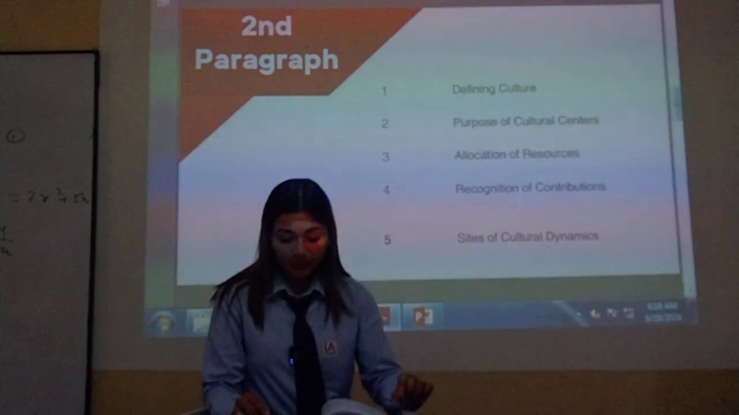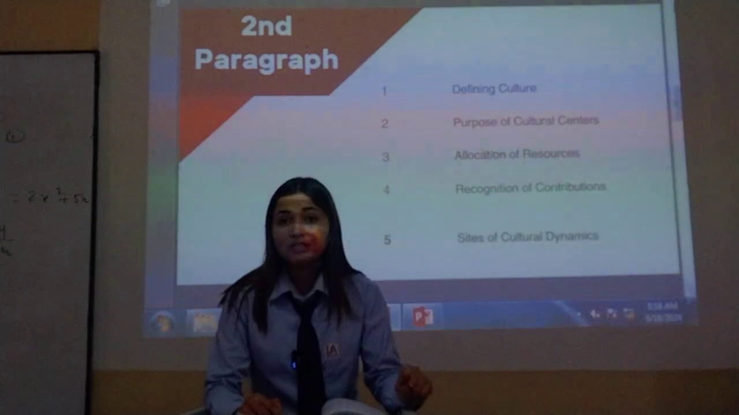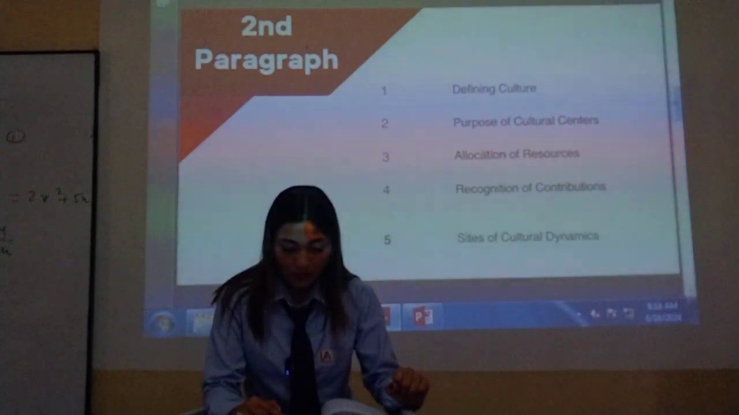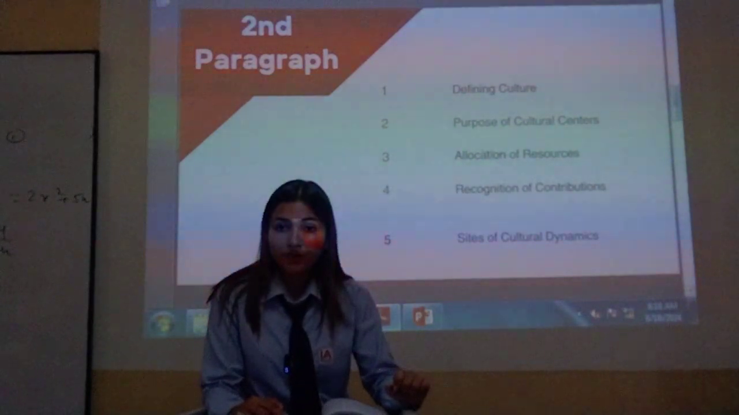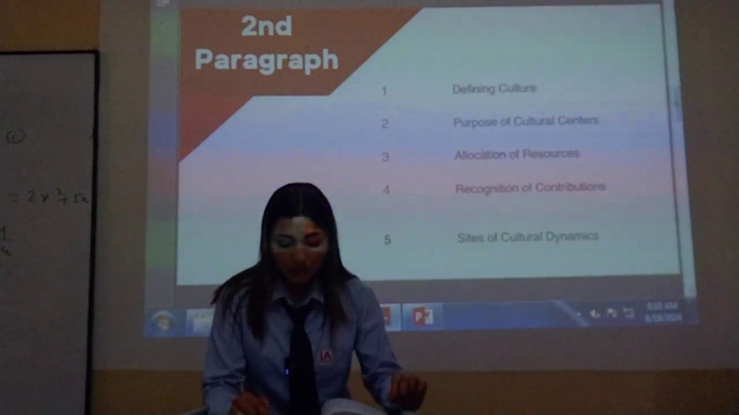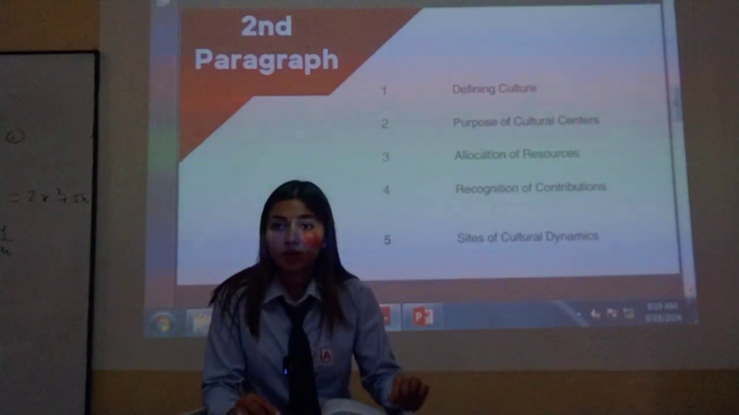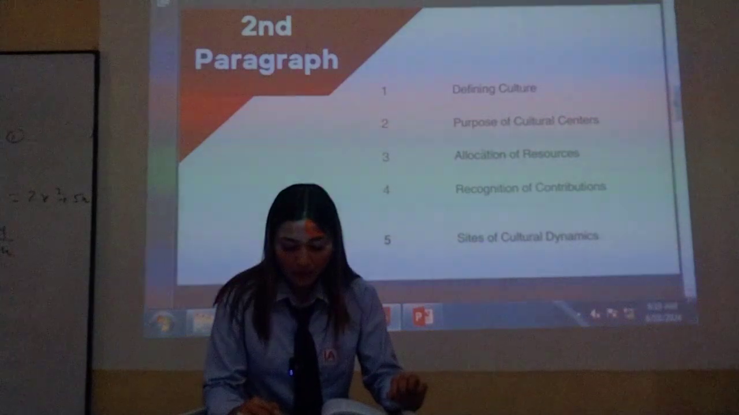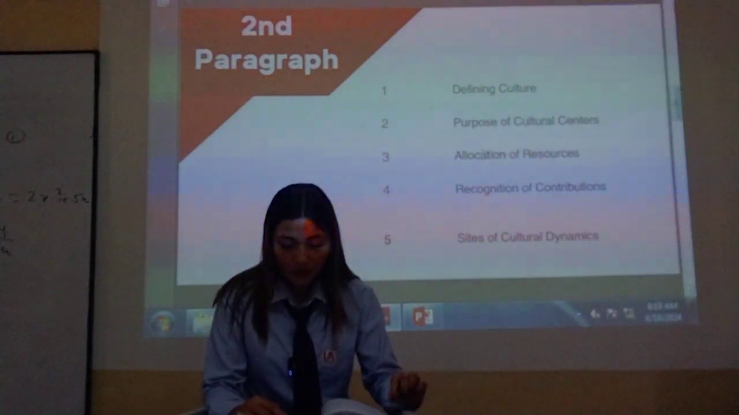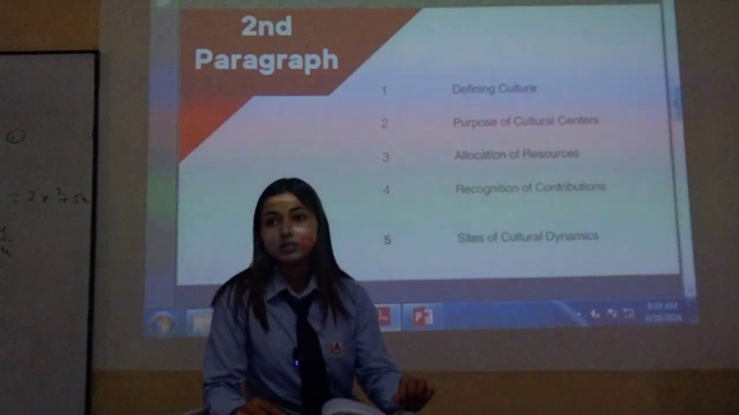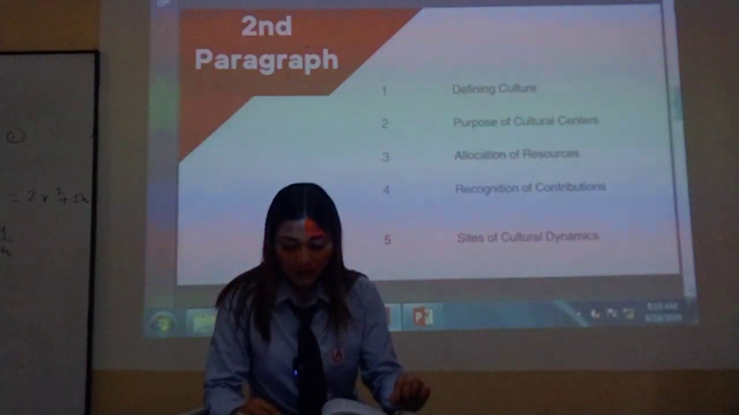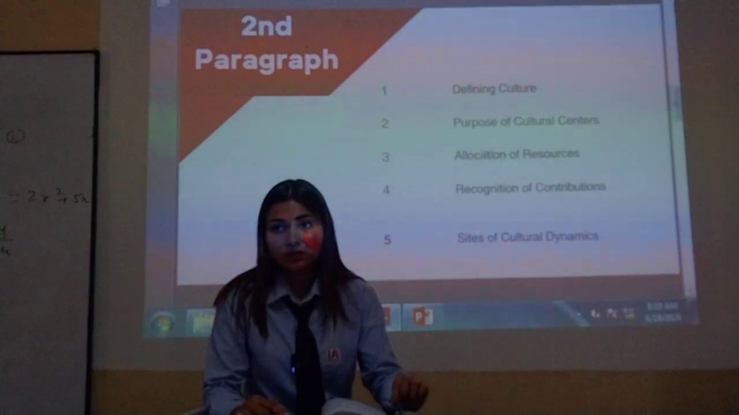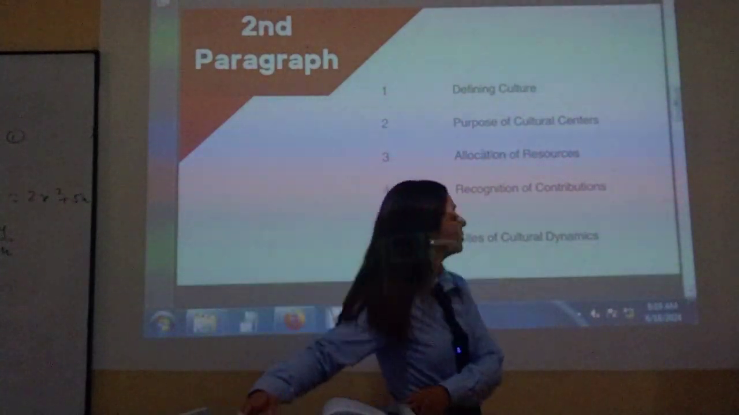Allocation of resources. Resources for these centers and programs often include courses focused on ethnic history, philosophy and art. Recognition of contribution. This program acknowledges the contribution and legitimacy of ethnic communities within the US American context. And sites of cultural dynamics. Cultural centers are places where cultural identities are celebrated, contested, and reinforced. Likewise, let's go to the next paragraph.